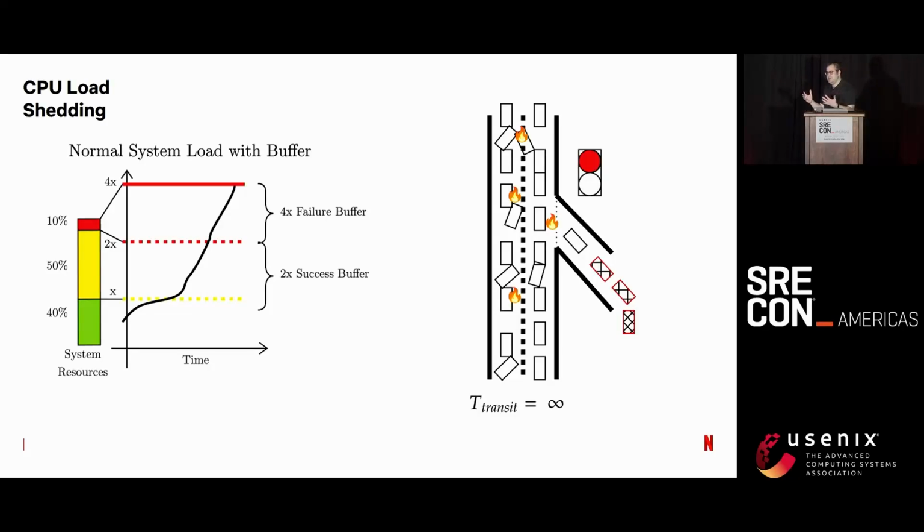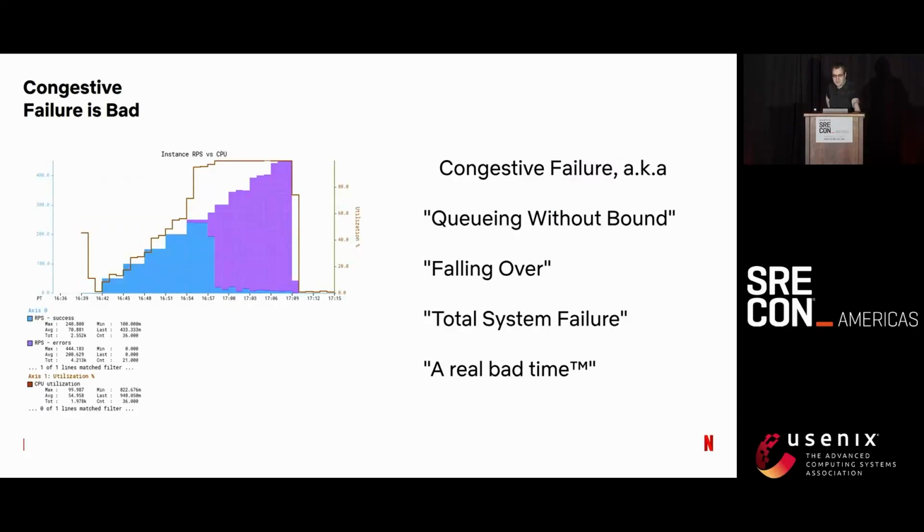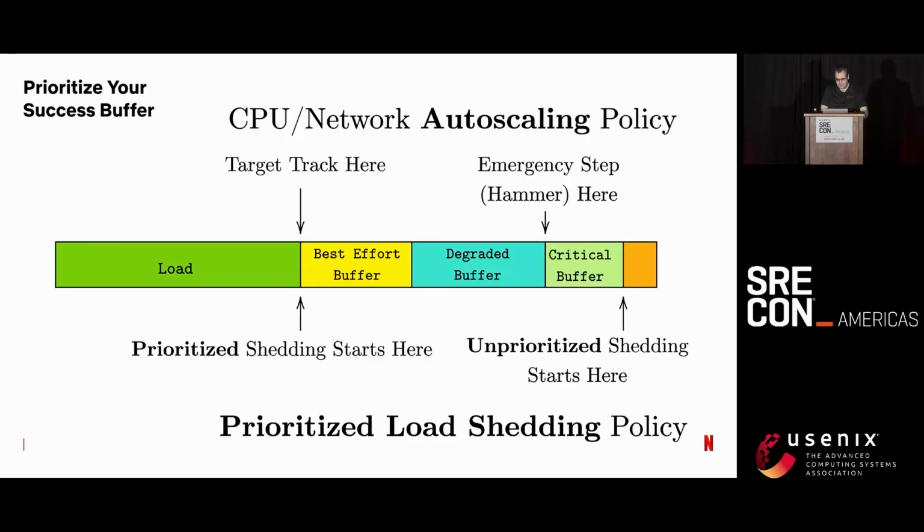And when you hit 100% utilization on a service, you do enter what we call congestive failure. And congestive failure is bad, also known as queuing without bound, falling over, total system failure, or my personal favorite, it's a real bad time. And why do you want to avoid this? Well, because your successful requests drop to 0 during congestive failure. And the problem with that is that you need a lot more compute supply in order to get that service back handling the load than if it were able to sustain at its nominal amount of QPS. All right, so we can see how load shedding helps us try to stay away from that.